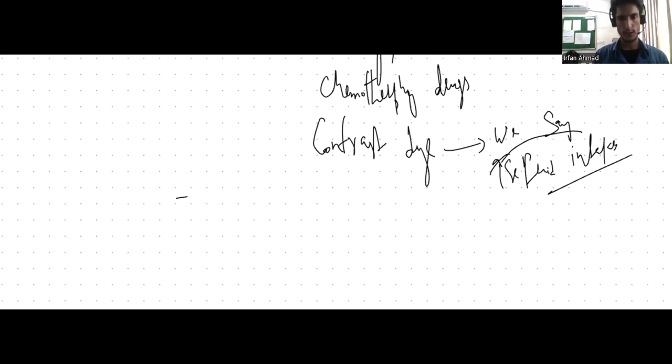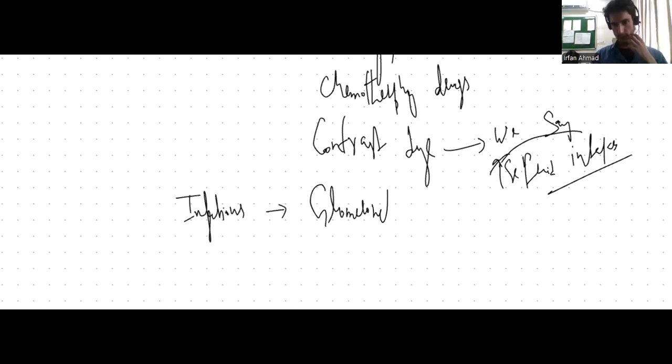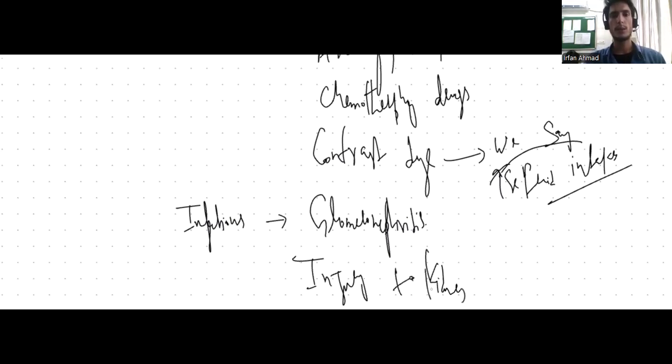Also, infectious disease can cause glomerulonephritis, which we are going to discuss in the renal system further. And we can say direct injury to kidneys: if there is a trauma or blunt injury to the kidneys, that can lead to acute kidney injury. So this was the intrarenal cause.